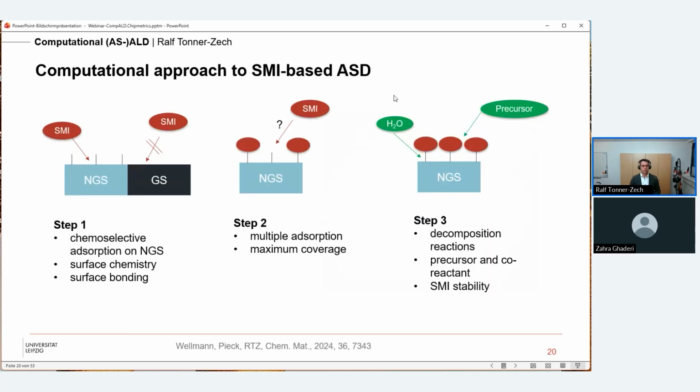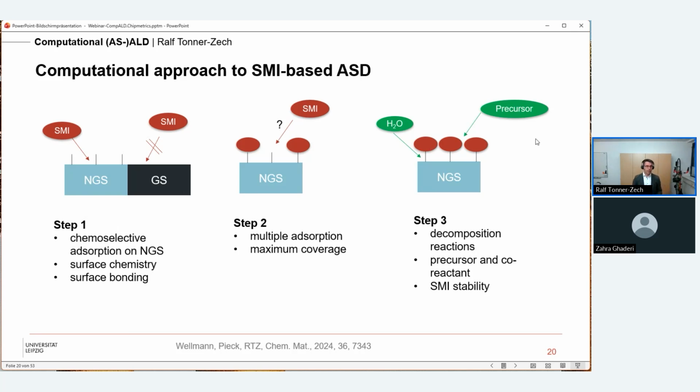So one approach that we developed for this SMI-based area-selective deposition is schematically shown here. In the first step, we can investigate the chemoselective adsorption of these inhibitors on the non-growth surface versus the growth surface. We can understand for several inhibitors which one adsorbs best to the surface and why. We can understand the bonding to the surface. And then the next step is often very important: what is the maximum density that an inhibitor can have on the surface? Because that determines if a precursor can penetrate the surface or not. And this maximum coverage is also very hard to determine experimentally.